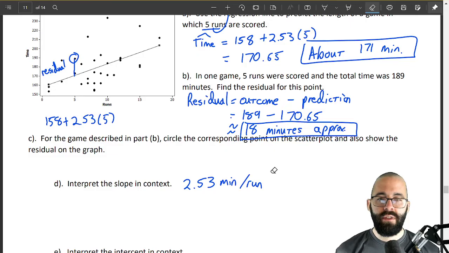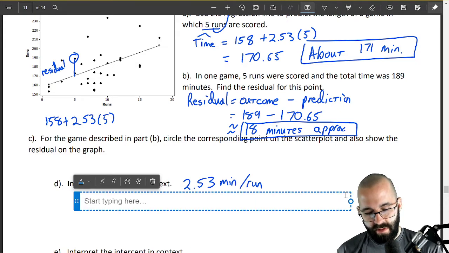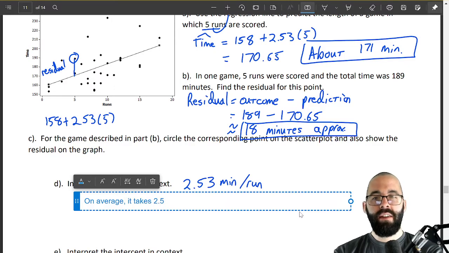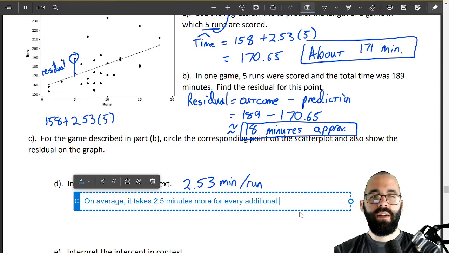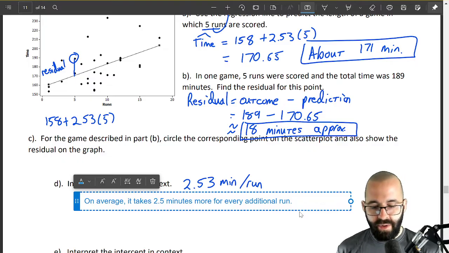So on average, if you increase x by 1, increase the number of runs by 1, you get 2.5 extra minutes of this ball game. On average, it takes 2.5 minutes more for every additional run. That's how we interpret the slope.